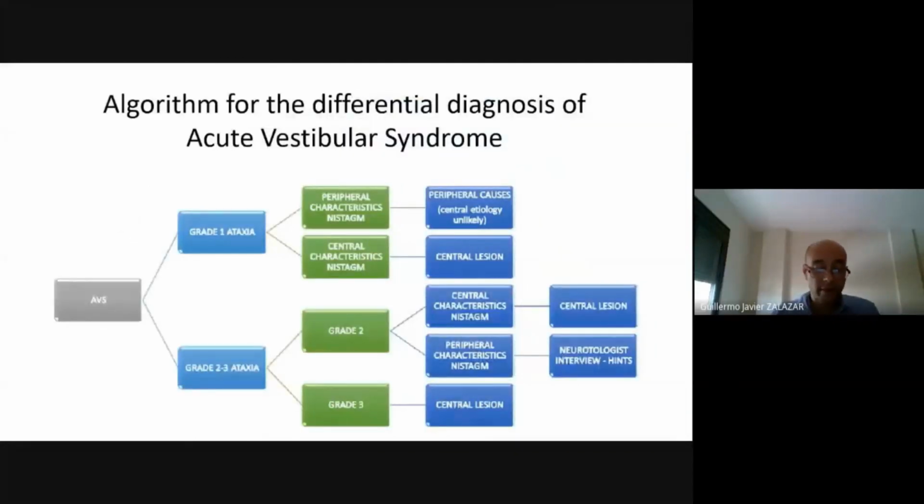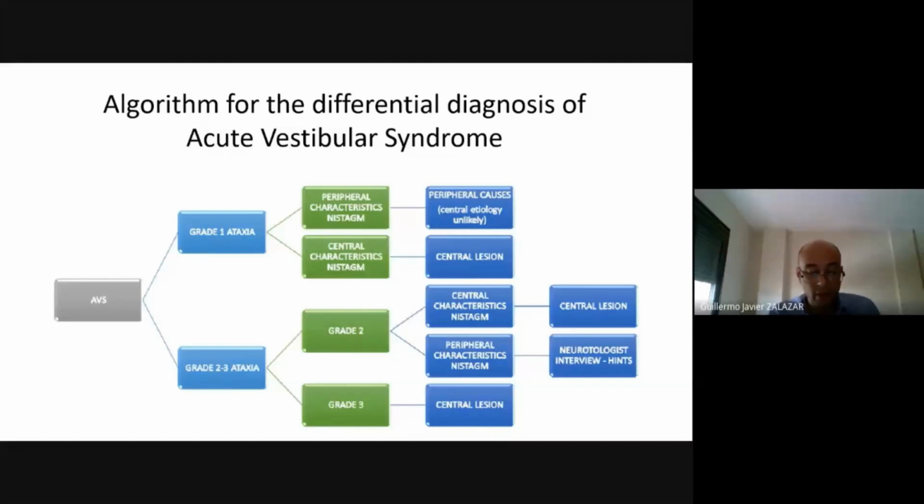Based on the above, and considering how difficult it is to apply the HINTS protocol by emergency physicians who do not have adequate training in neurological evaluation, we propose the following algorithm to approach the patient with acute vestibular syndrome in the emergency room. It begins by examining the truncal ataxia. If there is no ataxia, it can be almost certain that there is no injury.